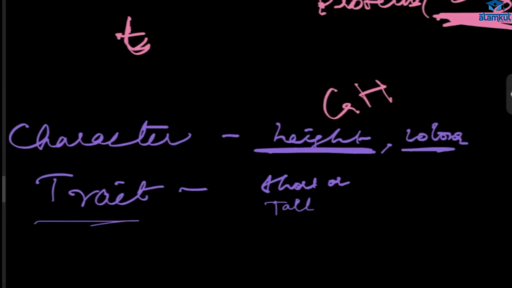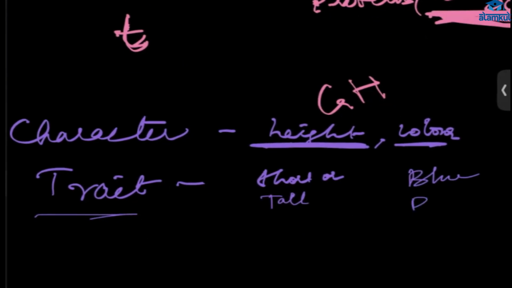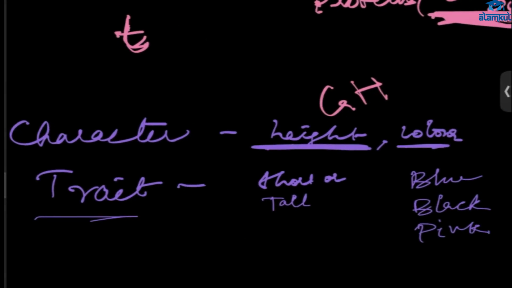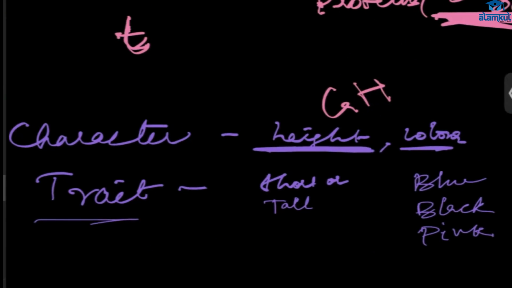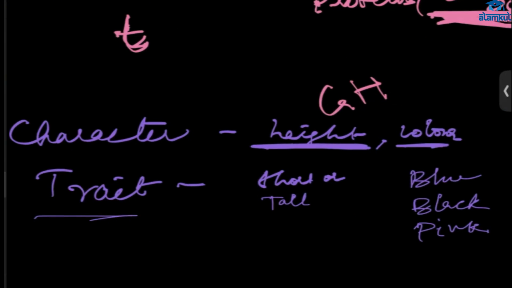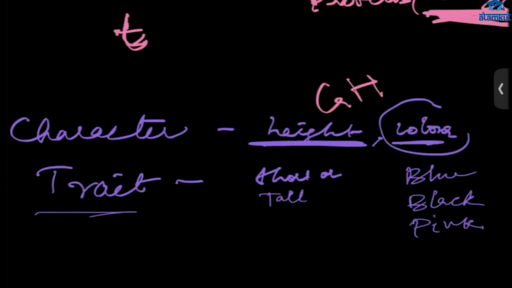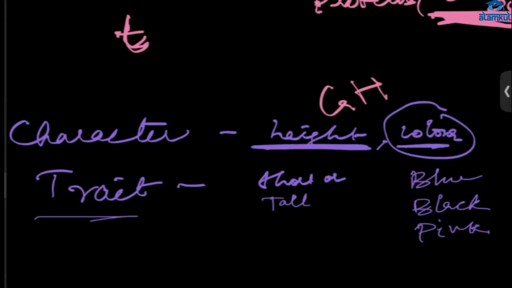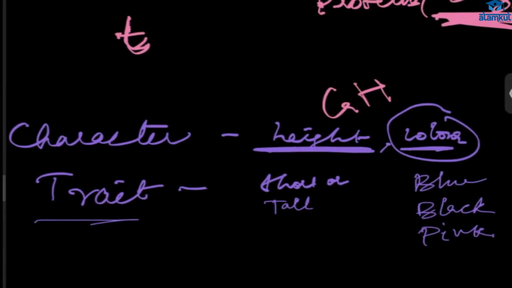What is the color? Is it blue or black or pink? Blue, pink, not possible. Black, possible. White. Blue is possible. No, I'm not talking about eyes. How can a person be blue in color? I was talking about color. We are not talking about eye color. Ma'am, so then how is blue possible? I was talking about only color.